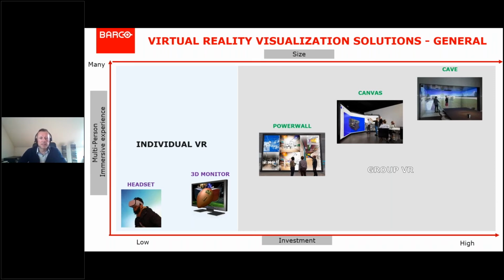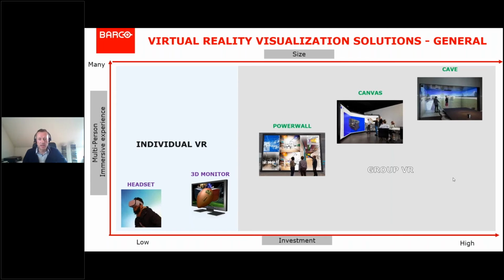You see that on the left-hand side, I have 2 solutions, the headset and the 3D monitor, which we call individual VR solutions. They are typically solutions that have been developed for an individual to do an individual assessment. On the right-hand side, we have the Powerwall, the Canvas, and the Cave solutions, which are more collaborative group VR solutions.